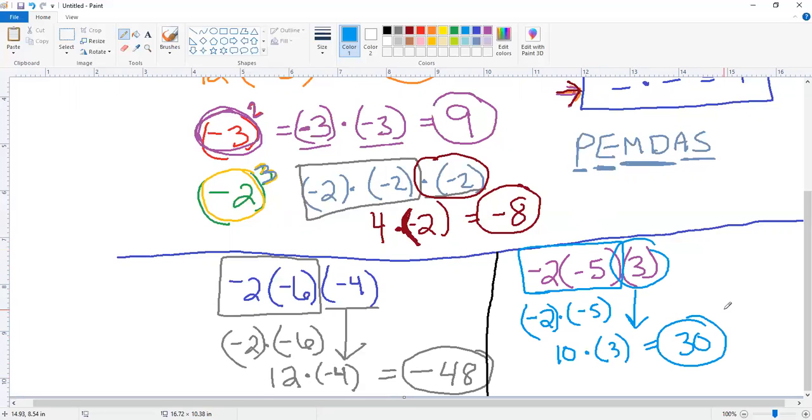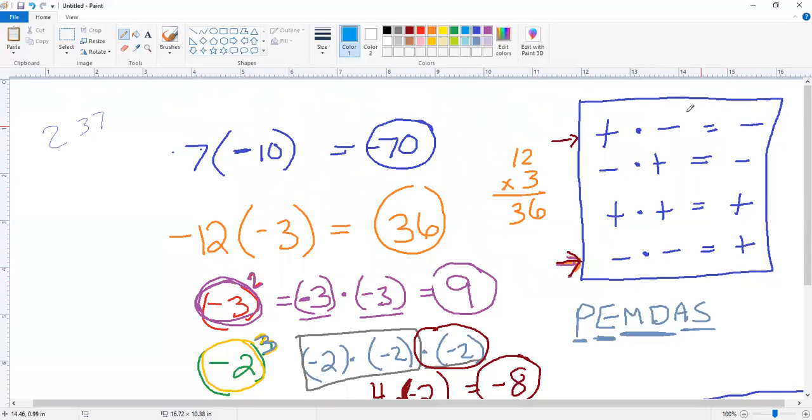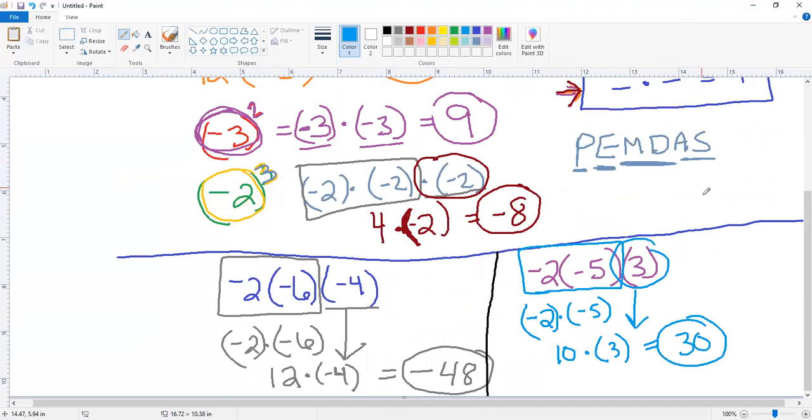All right, I hope that helps. Remember to review your chart. These are the rules, they do not change. Obviously, they get more complicated when you start adding 2 or 3 or 4 numbers. But if you break it down into 2 numbers at a time, the rules will always follow.